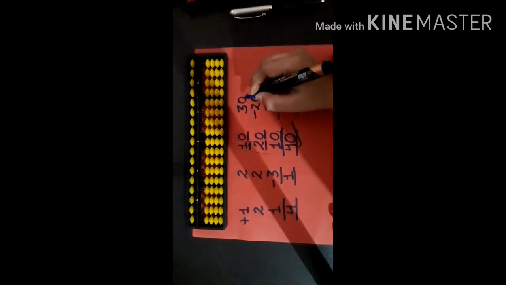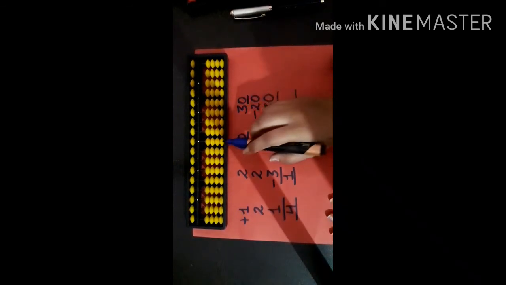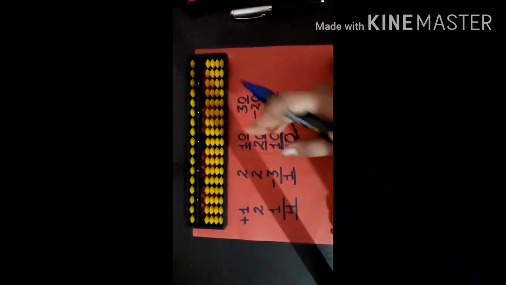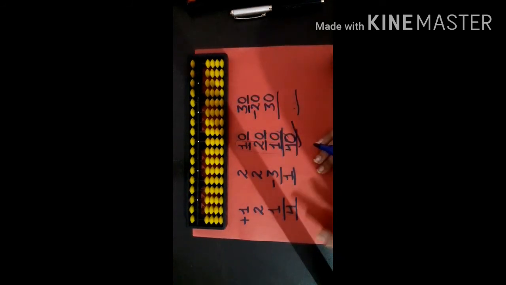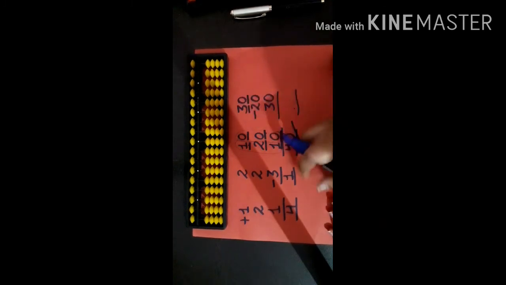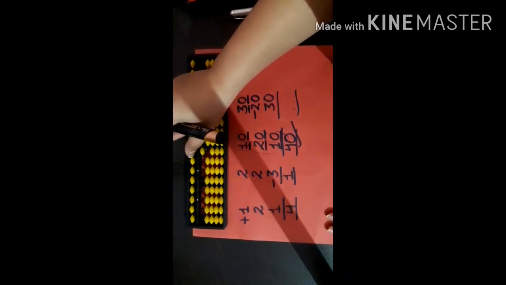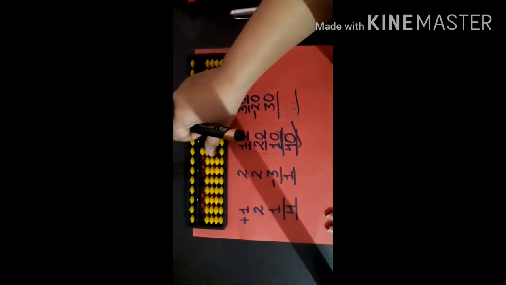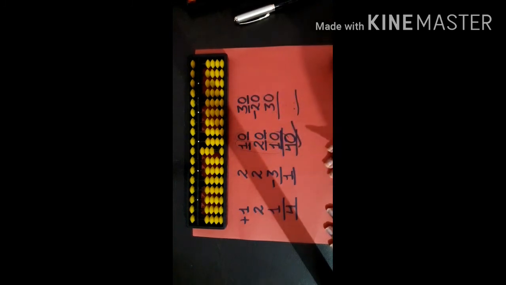Now as you can see, your first number is 0. Now your 0 will go in first rod. 0 means nothing. Now 3 will go in second rod and no sign means add. This means you have to add 3. Add means up. 1, 2, 3. You can now minus 20.